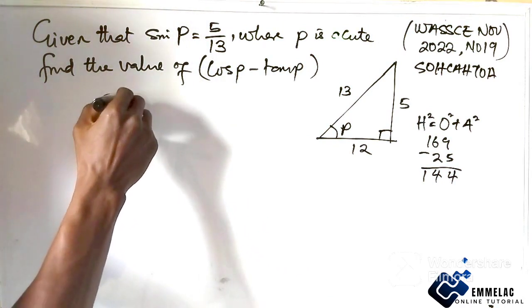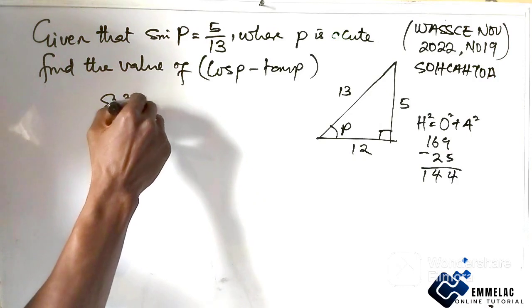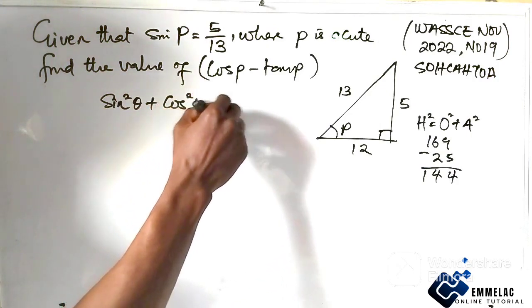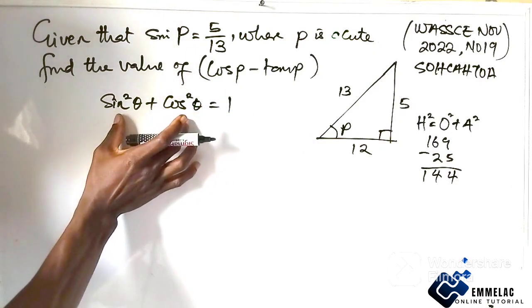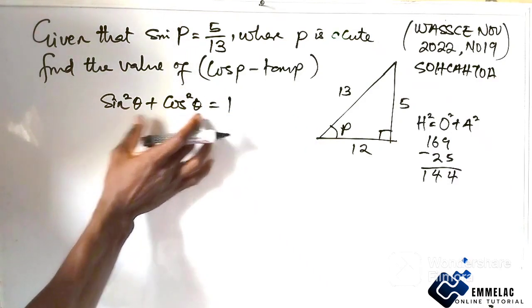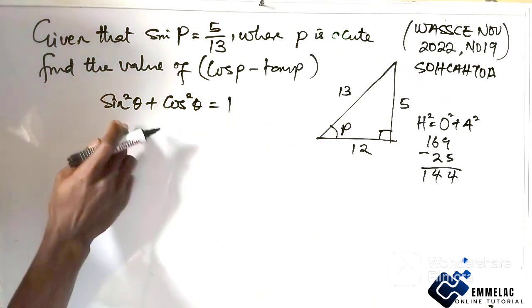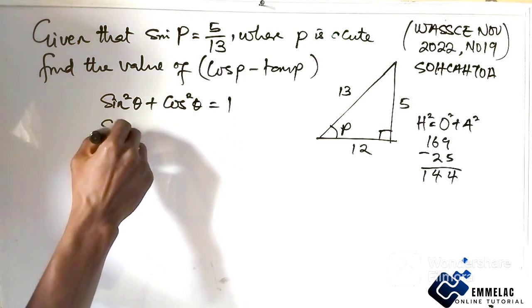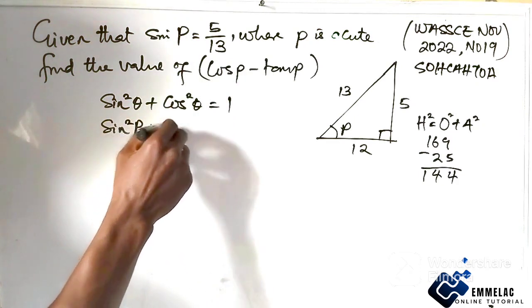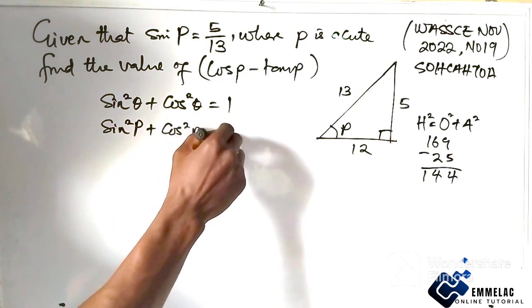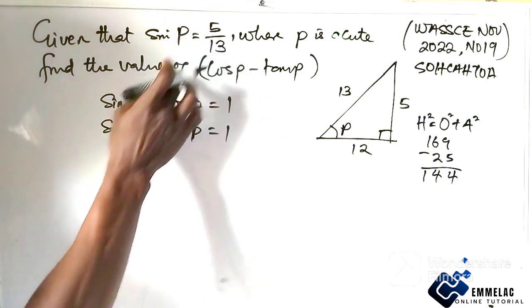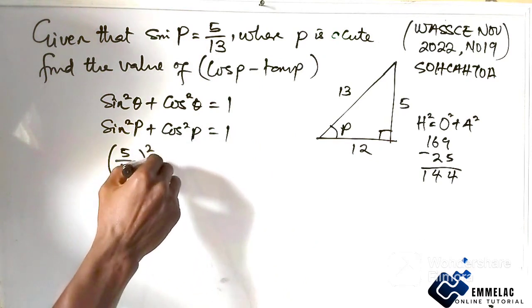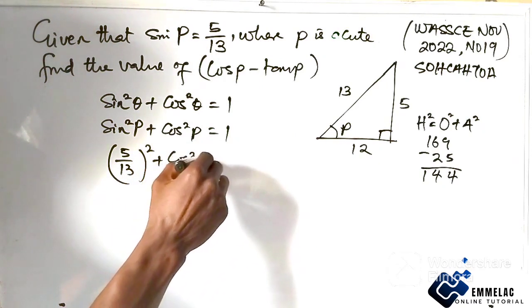Recall that sine squared theta plus cosine squared theta equals 1. So the addition of these trigonometric functions gives us 1. Let us replace theta with p. So sine squared p plus cos squared p equals 1. Replacing sine p, we have 5 over 13 all raised to the power 2 plus cos squared p equals 1.